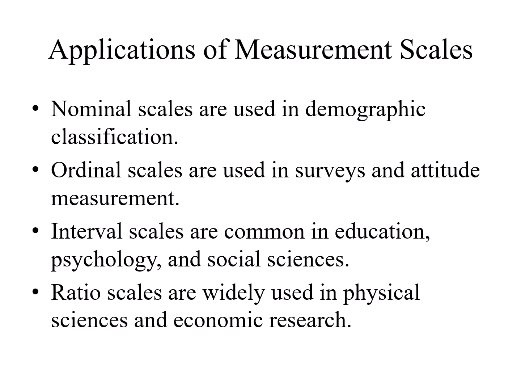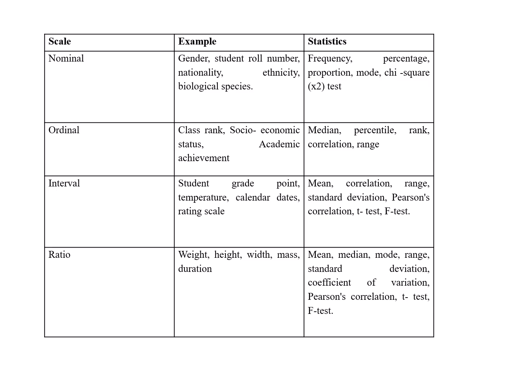Application of measurement scales. Measurement scales are applied in different fields of research. Nominal scales are commonly used in demographic classification. Ordinal scales are used in surveys and attitude measurements. Interval scales are common in education, psychology, and social sciences. Ratio scales are widely used in economics, engineering, and physical sciences. Each scale helps researchers collect and analyze data effectively depending on the research objectives.